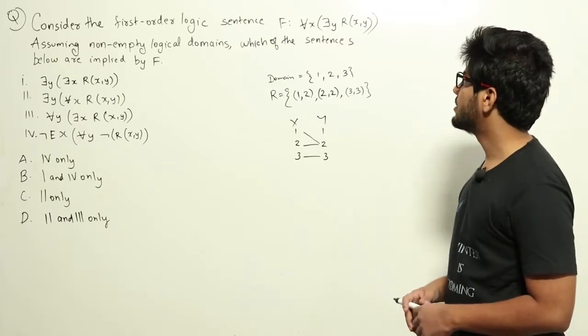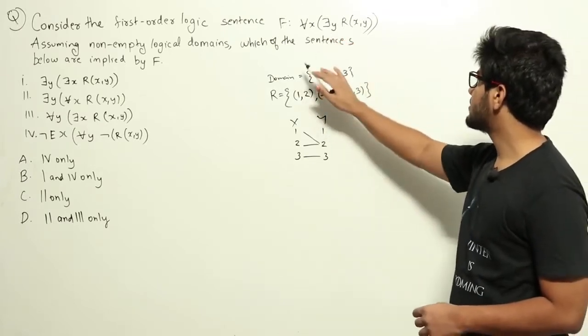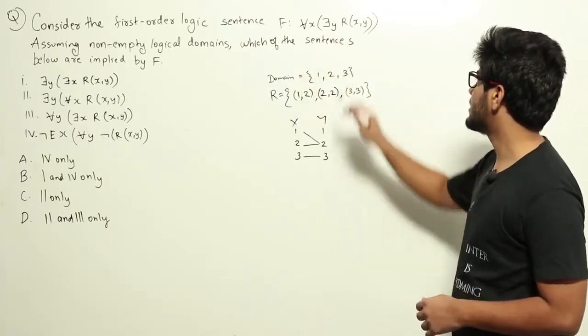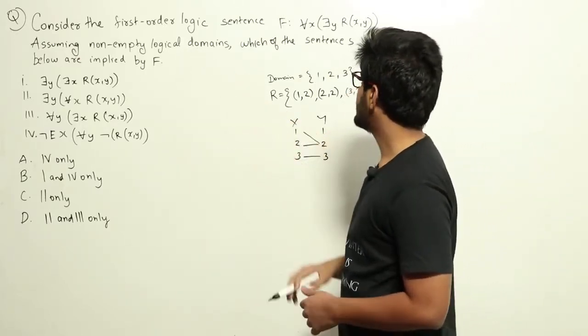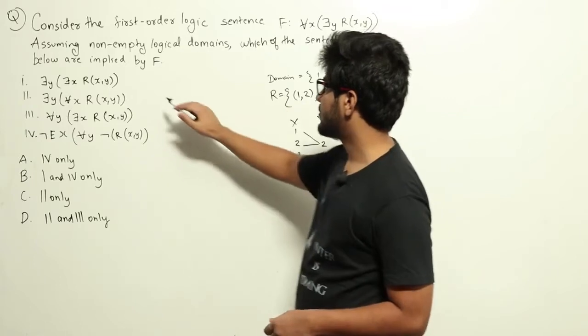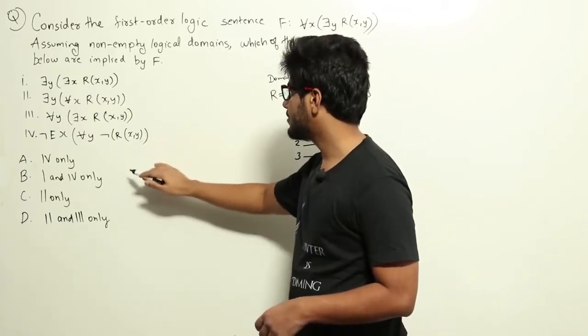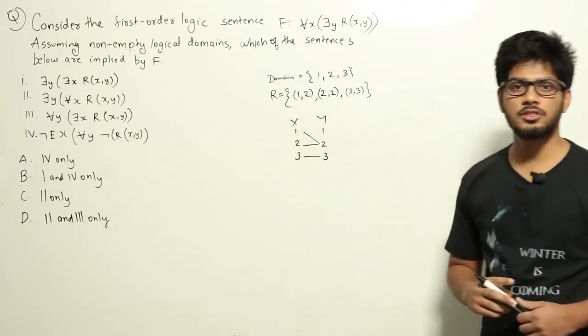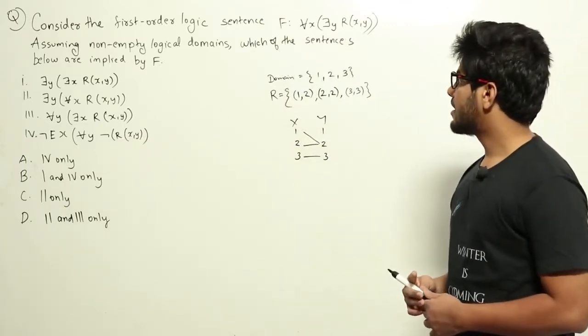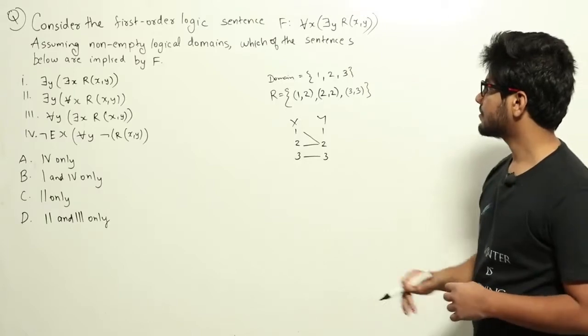Consider the first order logic sentence: for all X, there exists Y such that X is related to Y. Assuming non-empty logical domains, which of the sentences below are implied by F? We have been given these four statements. They are asking us which of these are true. This is a question from propositional logic. So let's try to solve this question.